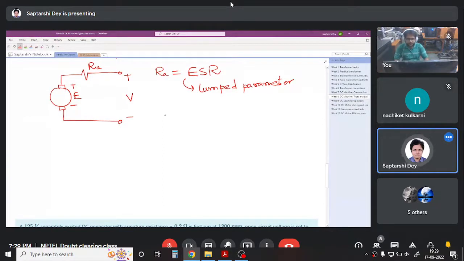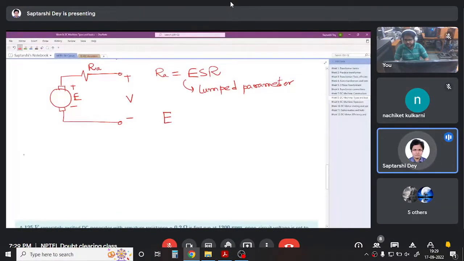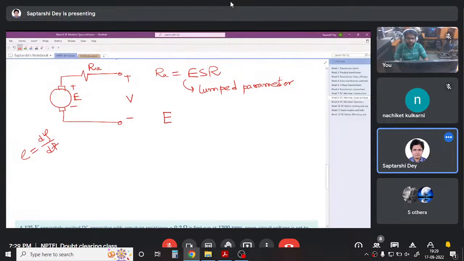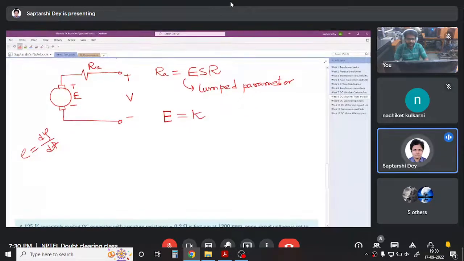Now there are two equations. The back EMF: as Faraday's law says, the EMF induced E is d psi by dt. So for the same flux, if you cut the same flux at higher speed, you will have higher EMF. So this back EMF E is given by K phi omega, all of them in SI units. And another thing is torque.